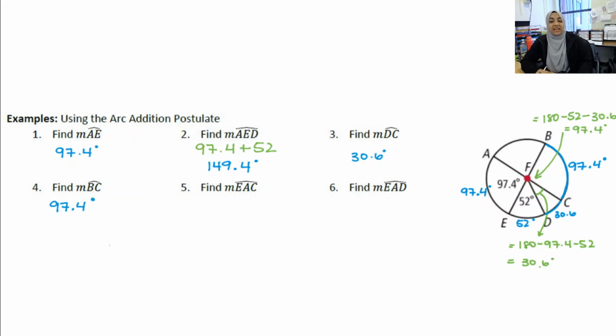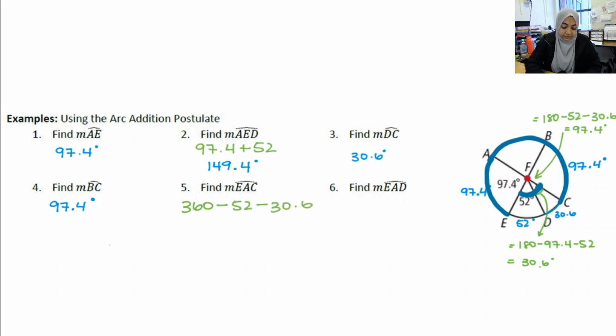Next one says find the measure of arc EAC. Notice that they're using 3 points, which means this is a major arc. So I'm going to go from E to A all the way around to C, okay? EAC. So I can do it several ways, right? I can add up all of these different angle measures, or I can use that definition that was on the top of our paper that says a major arc is 360 minus the central angle of the minor arc. So I can do 360 minus this measurement right over here. 360 minus 52 minus 30.6, which is 277.4 degrees. And so that's the measure of that angle and also the measure of that major arc.